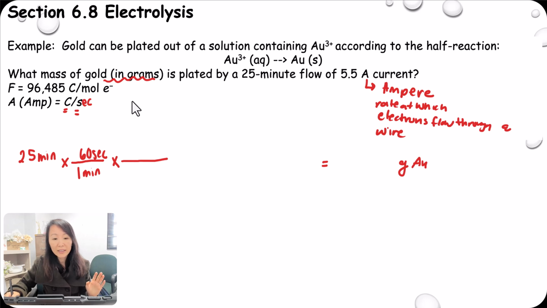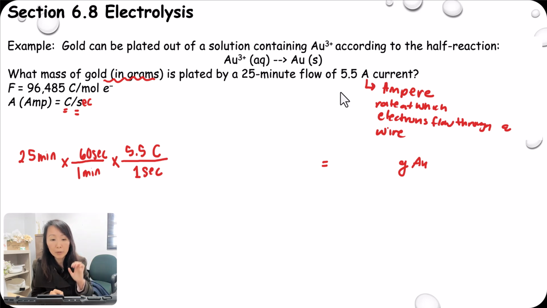Well, we can look at the ampere. We can say that it's 5.5 coulomb per second, for 1 second. Where am I getting the 5.5? That's this 5.5 ampere. But then we're taking the ampere out and putting it as coulomb per second so that the second could cancel. So here, minutes could cancel, second could cancel. How do I get rid of the coulomb?